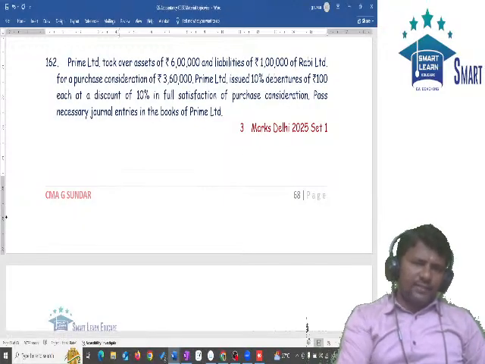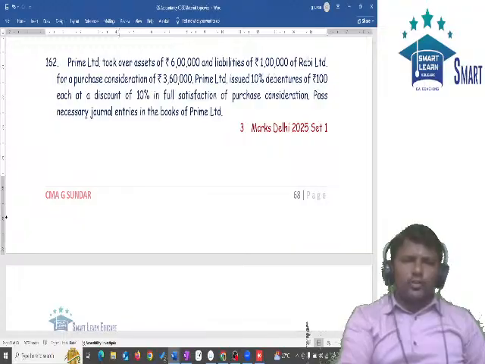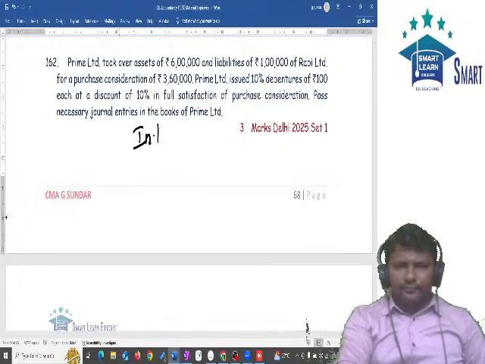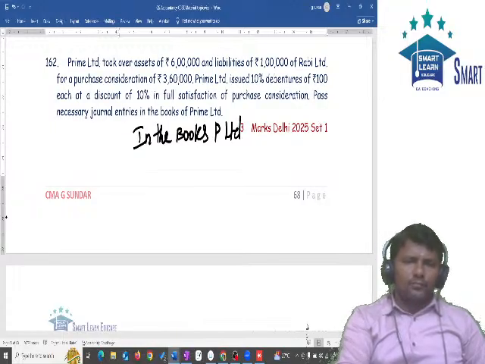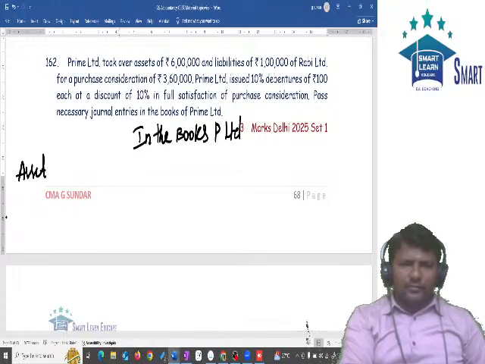So what will be the first entry? First, you should write in the books of Prime Limited. First entry. What is the first entry? Took over asset entry. Asset account debit. Asset account debit for 6 lakh.